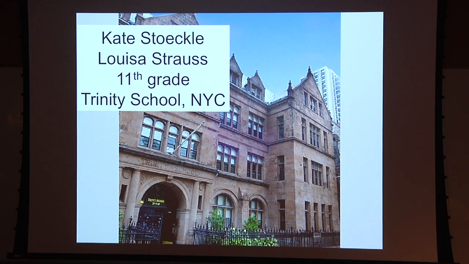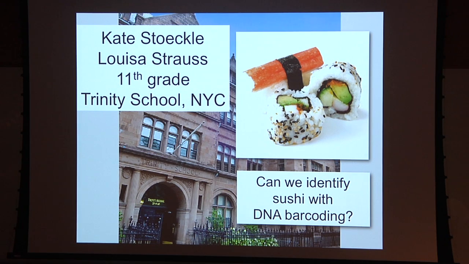So first, my daughter, Kate Stoeckle, and her friend Louisa Strauss, when they were in 11th grade at Trinity School here in New York City, said, I was working on the DNA barcoding project, and Kate and Louisa liked to go eat sushi after school. And they said, well, can we identify it with DNA barcoding? And I said, I think so. I don't think anyone's done that. It's not like a scientific field, sushi. So I said, that sounds like fun. Why don't you do that?